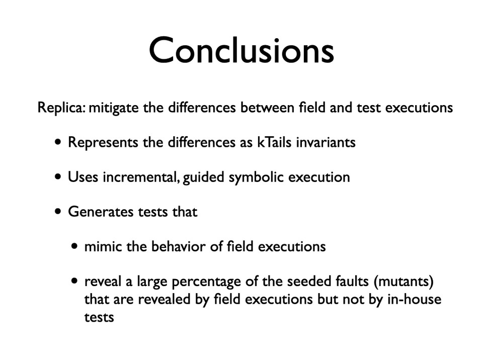So to conclude my talk, we presented Replica, the technique that can mitigate the differences between field and test executions. To do that, Replica represents the differences of field and test executions as k-tail invariants, and it uses an incremental guided symbolic execution to generate inputs. And the inputs generated by Replica can mimic user behavior of field executions, and also reveal a large percentage of the mutants that are revealed by field executions but not by in-house tests. Also, our evaluation shows that Replica outperforms the state-of-the-art symbolic execution engine CLE.